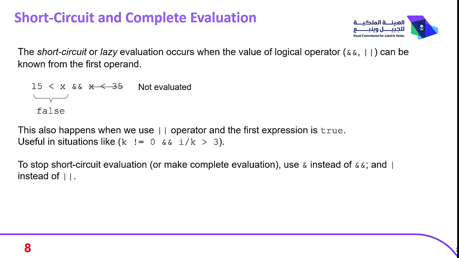Short circuit and complete evaluation. Java uses short circuit or lazy evaluation. If the result of an expression can be determined by the first operand, like an AND expression where the first part is already false, Java won't bother checking the second part. This is very useful for avoiding errors like dividing by 0. If you ever need to force a complete evaluation, you can use a single & or | instead.